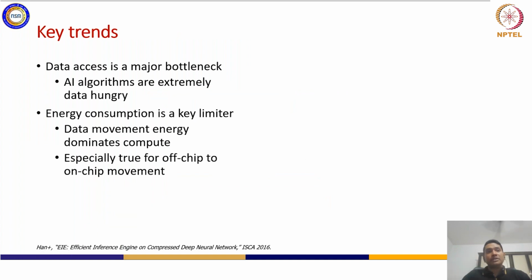And as I was mentioning, the benchmarks are bottlenecked by the data access. AI algorithms are extremely data hungry, if you can see how much data computation it needs per second, right? You have seen the graph before.